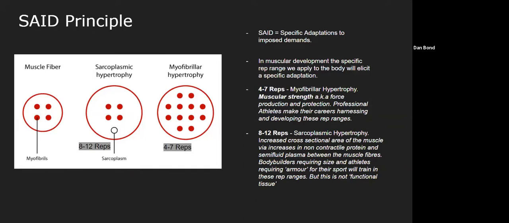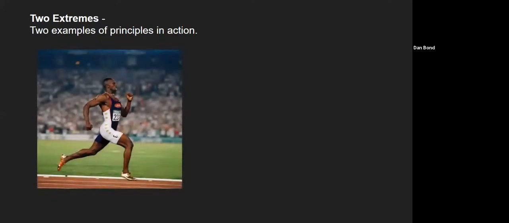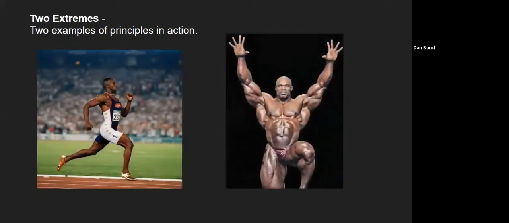I'm going to try and give you an example now of how this looks in the wild. So 2 extremes, 2 examples of the SAID principle in action. Brian Johnson, Ronnie Coleman. Myofibrillar hypertrophy, sarcoplasmic hypertrophy. Now, this is not to say that Ronnie Coleman isn't strong, but you can see how different adaptations have been required by different athletes for their sport.